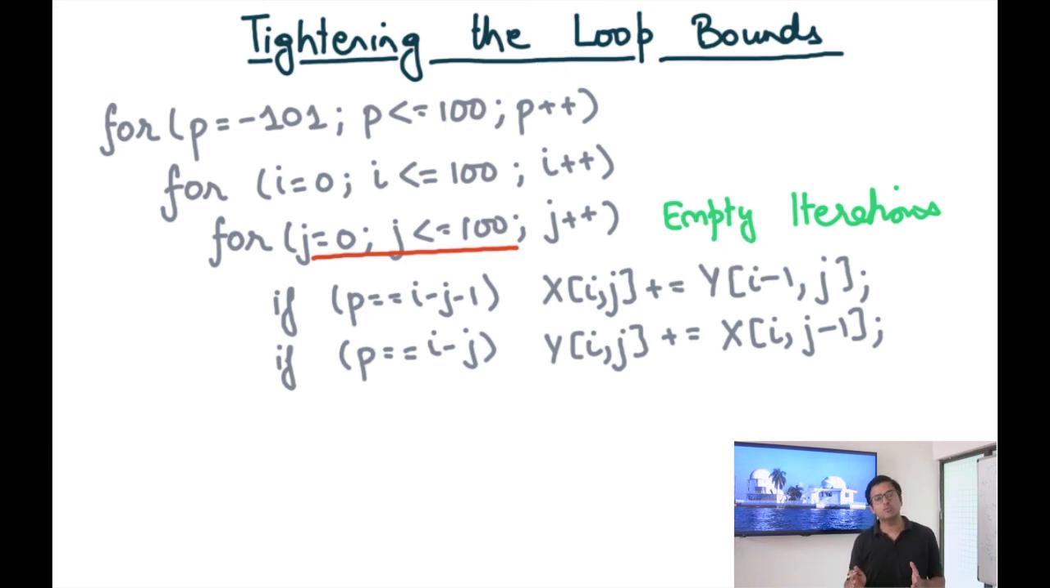Once we tighten the loop bounds, we reduce the amount of work that the computer has to do without actually changing the result of the program. In this case also, I can move from J equals 0 to 100 to something which is tighter, and notice that because it's the innermost loop, I can have lower bounds and upper bounds which are in terms of I and P, because at this point the values of I and P are already fixed.